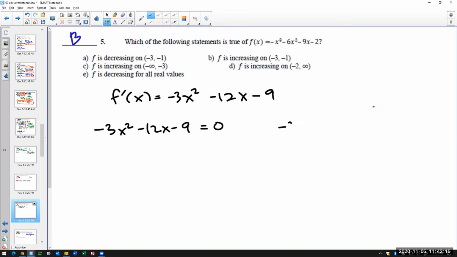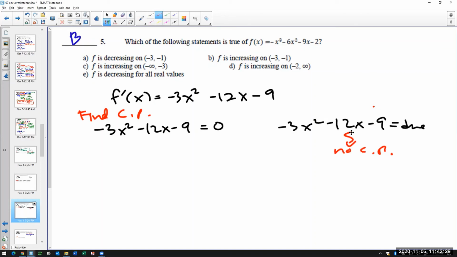Set this equal to 0 and set this equal to DNE. And what is my purpose here? To find my critical points, all right? There are going to be no critical points generated when you have a polynomial set equal to DNE. Over here, this is what I would do. I would pull out a 3 first. Just take it one step at a time, okay?